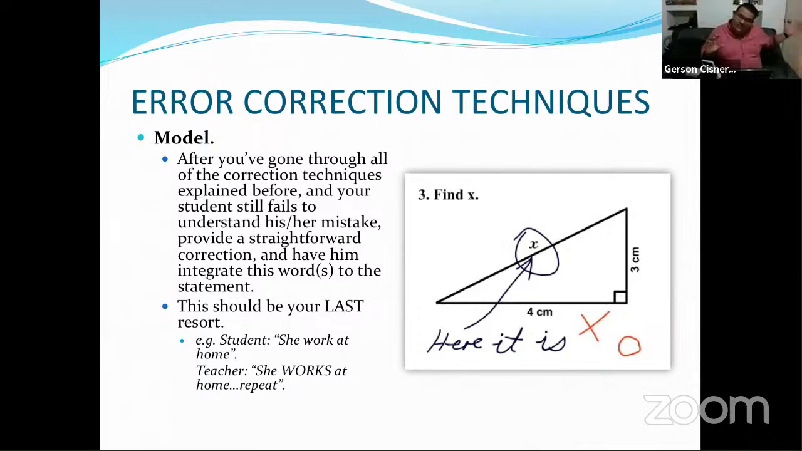Okay, so modeling is, look at what it says, after you've gone through all the techniques and still Juanito Perez is lost in the space, then you go and provide a straightforward. What is a straightforward? Can you think of a synonym for straightforward? No? How about a strong answer, a firm answer, a direct answer? Okay? To integrate the correction, we have an example. She work at home. So you go like this, zape, and then you say, she works at home. Repeat.